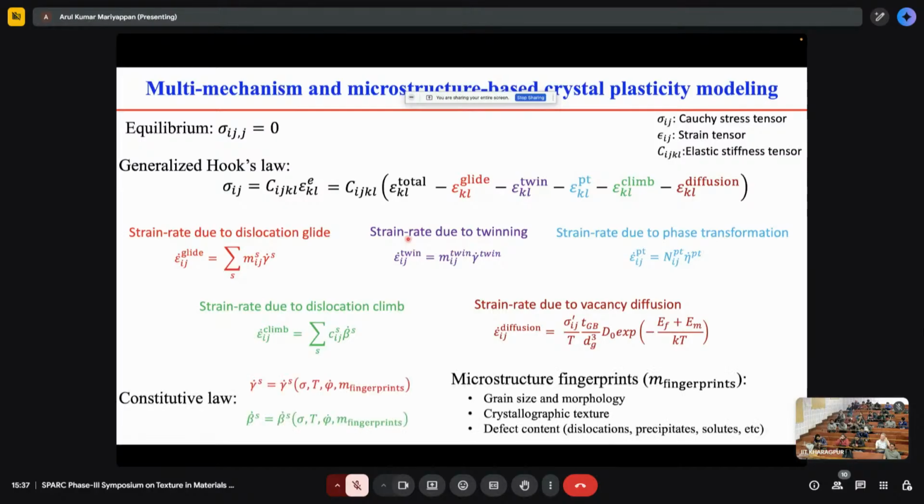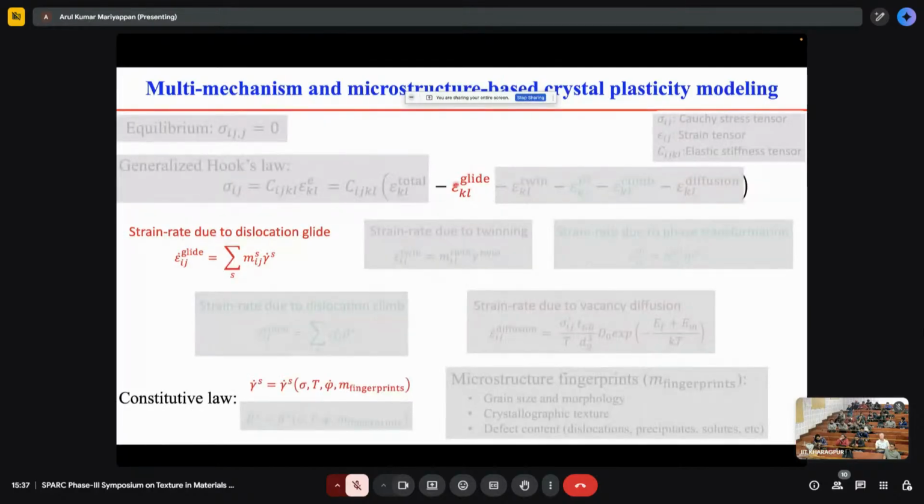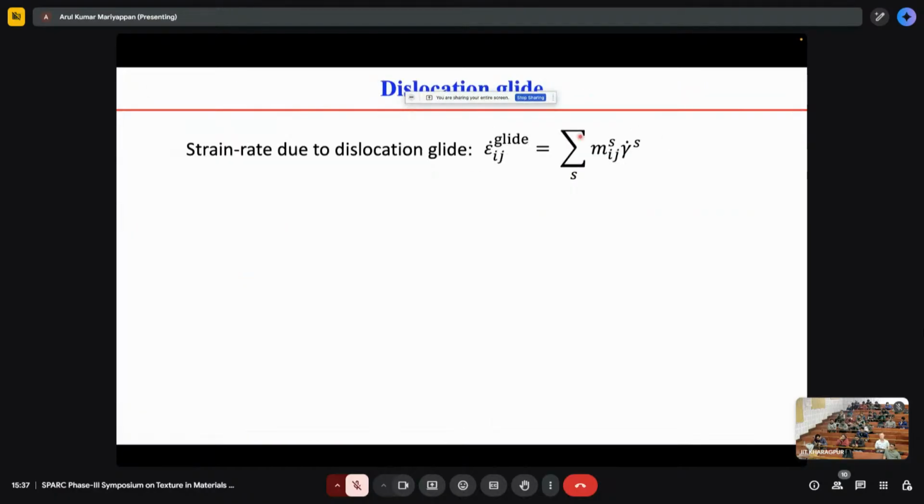For example, I start with this simple glide process. The glide strain tensor can be written in terms of a Schmid tensor. M is the Schmid tensor, and gamma dot is the shear rate of a particular dislocation type in a particular direction on a plane. So if I know the crystallography of the grain, I can calculate the Schmid tensor easily. Then the only question is how to get this gamma dot, which is the shear rate.